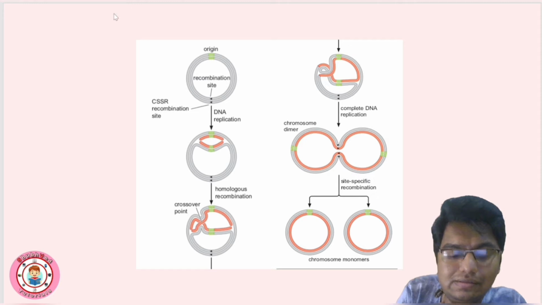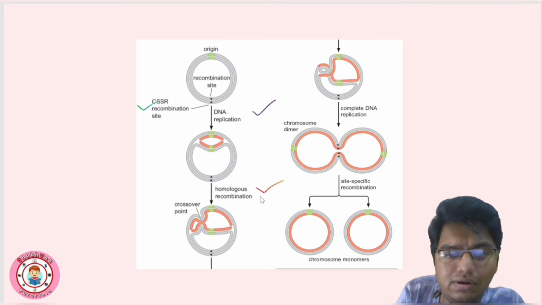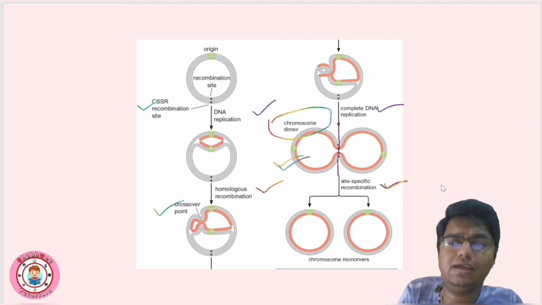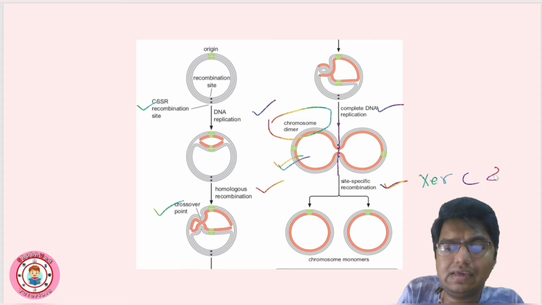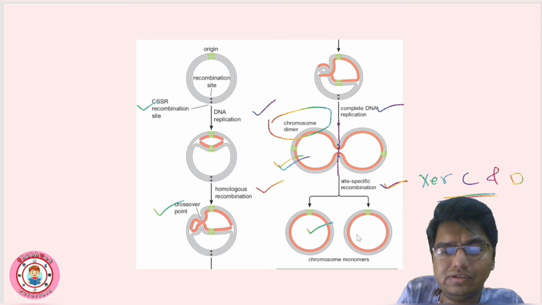See, this is a dimer, basically a conserved site-specific recombination. DNA replication has occurred, then homologous recombination. These are the crossover points, and in the final, what we see is the dimer. So these are the dimers. Now this has to be separated. This separation is done by site-specific recombination by the enzyme XerCD, so these enzymes perform this function and the dimers are now separated into chromosome monomers.